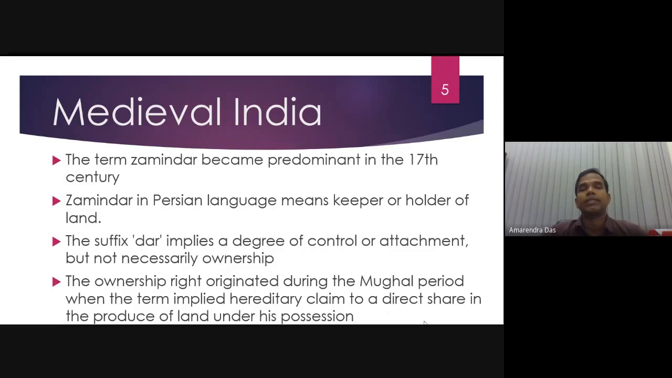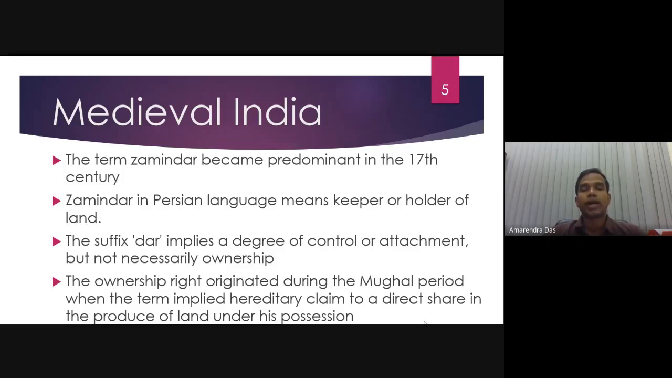Zamindar in the Persian language means keeper or holder of land, and the suffix dar implies a degree of control or attachment, but not necessarily ownership. So zamin means land, dar means a degree of control. The person who controlled the land is called a Zamindar in Persian. That's how Zamindari terminology came to India during the Mughal period, and the Persian word was introduced in this country.